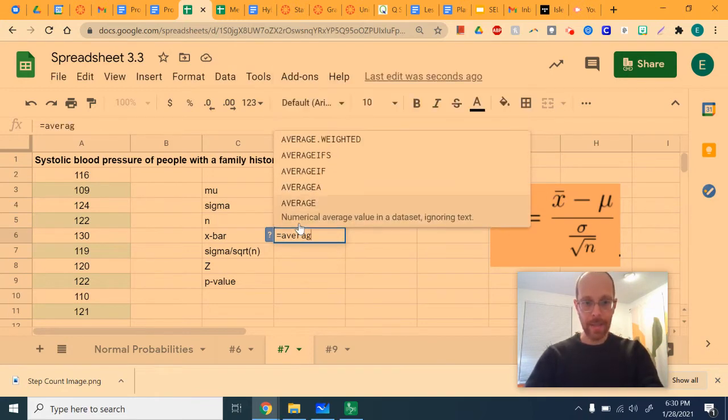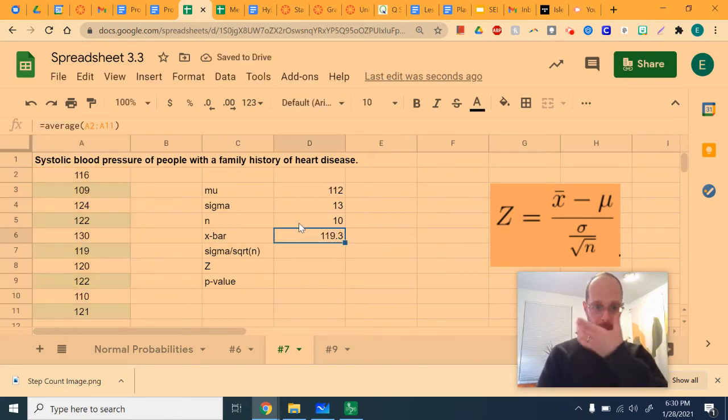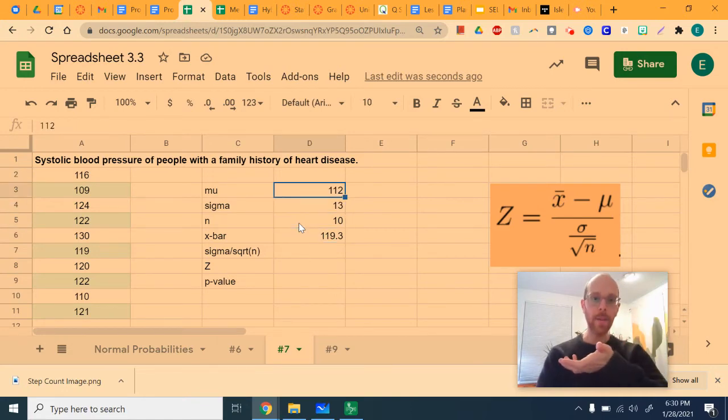Next thing is we need our value of x bar, and that is the sample mean. You use the average formula. And we find that it is, in fact, higher. Is it a lot higher? I don't know, but higher than the population mean.